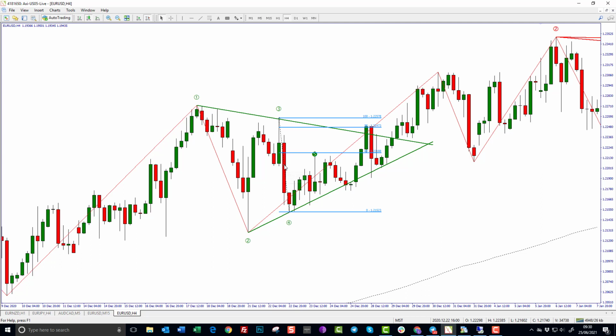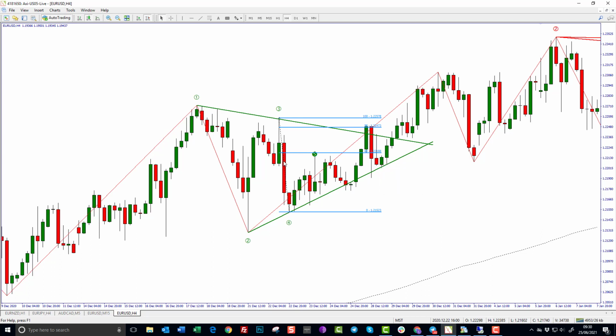symmetrical triangle. Now, it's obviously a little bit time consuming to look through your charts and find these manually. So there is an indicator available, which I'll come on to in a moment, which will automatically find these and draw them on the charts for you. And the way that you draw these and measure these can be different for different people.